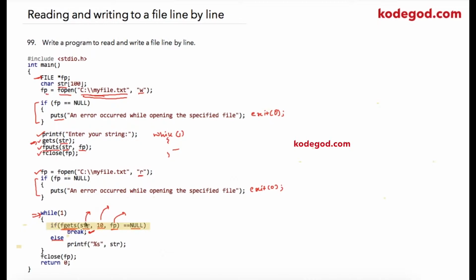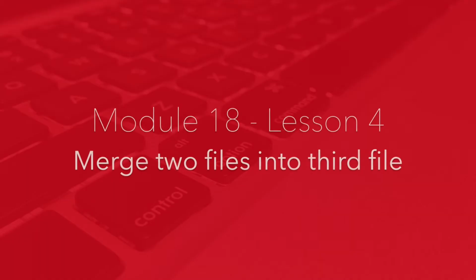Otherwise, that means we have received some characters using fgets. So str will be holding those 10 characters. So we can immediately print that character array using printf with %s and specifying the character array. Once this while loop gets completed, we can close that file, and that will end your program.